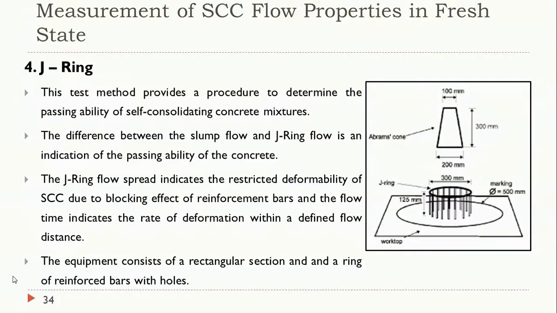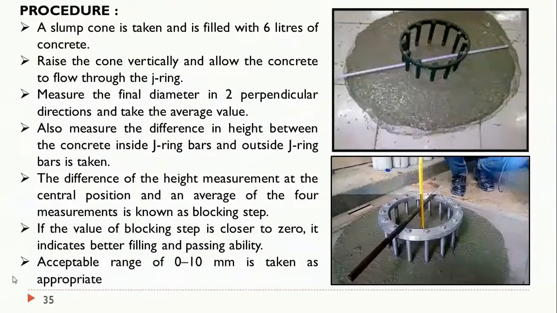To perform this test, the slump cone is placed at the center of the J-ring. You can see the ring there. The slump cone is placed exactly at the center of the J-ring, and it is filled with the concrete, without any external compacting actions such as rodding or any other compacting methods. We should not do that for the concrete because it is self-compacting concrete.